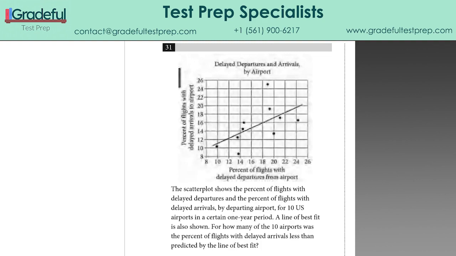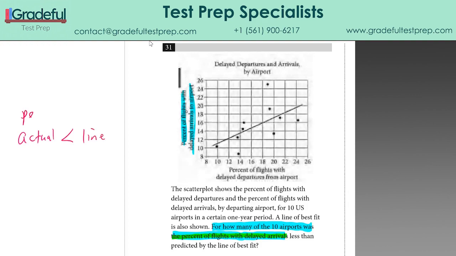Question number 31 is asking for how many of the 10 airports was the percent of flights with delayed arrivals. By the way, that's just this title here. So for how many of the 10 airports was the Y value, which is that long title we have right there, less than that predicted by the line of best fit. So the actual needs to be less than the line. And how many times did that happen?